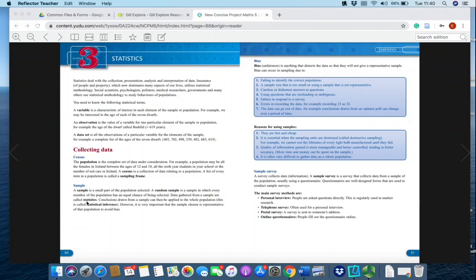Data gathered from a sample are called statistics. Conclusions drawn from the sample can then be applied to the whole population. This is called statistical inference. However, it's very important that the sample chosen is representative of the population to avoid bias. So what does that mean? Well, for a sample to be representative of the population, it has to take data from every possible type of person within the population.